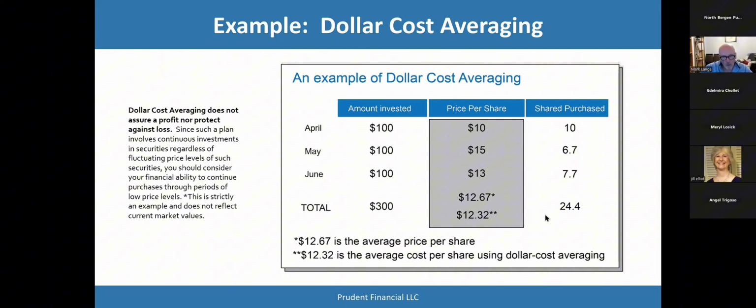As we move further along, what did we find out? If we divided the total amount that we had spent, the $300, by the total number of shares that we had purchased, what did we find? Well, our average cost per share wound up being $12.32 a share. And our average price per share now winds up being an average of 12.67. So we have a slight gain as a result of doing dollar cost averaging. It's a simple thing you can do. And for most of you, if you're participating in your 401ks, your 403bs, things like that, and you're doing salary deferral on an ongoing basis, you're already doing dollar cost averaging.